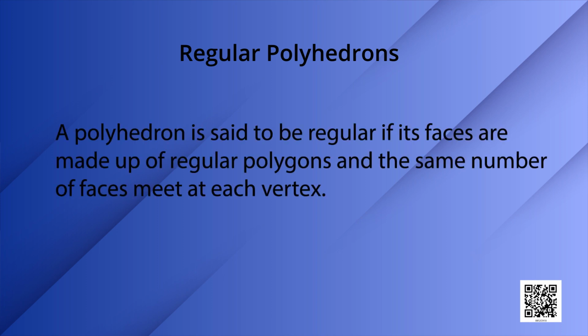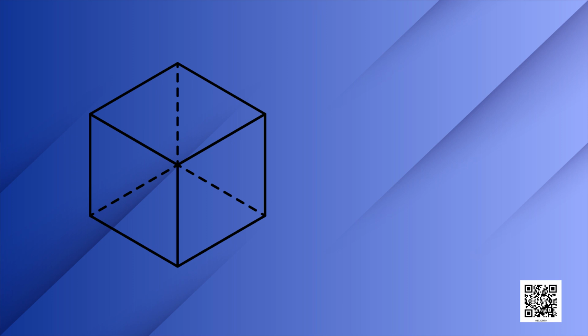Let us understand what are regular polyhedrons. A polyhedron is said to be regular if its faces are made up of regular polygons and the same number of faces meet at each vertex. Look at this picture. This is a regular polyhedron, as its faces are congruent, regular polygons, and vertices are formed by the same number of faces.